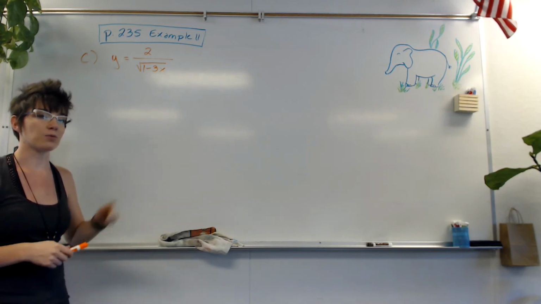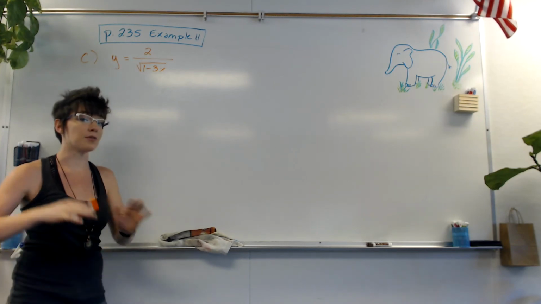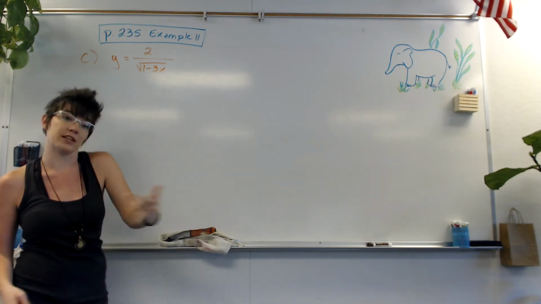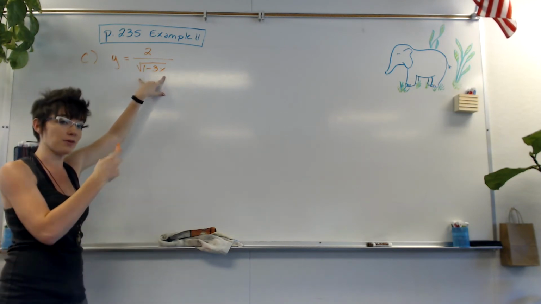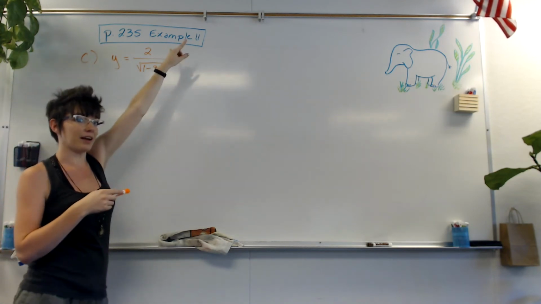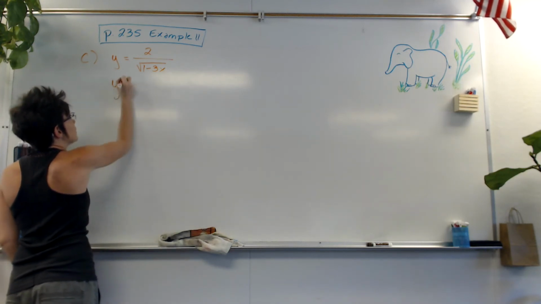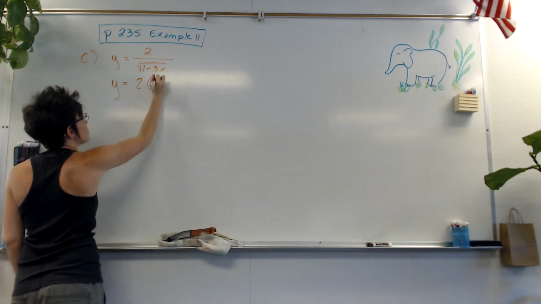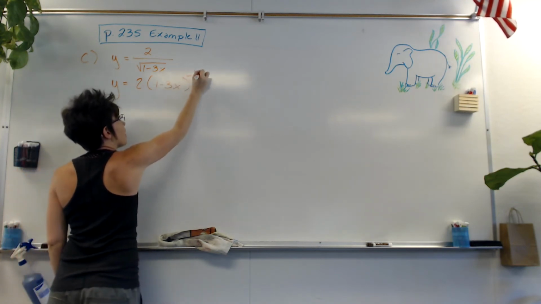So I've got y equals 2 over this thing. Now, again, we've been talking about this. Anything that you can make a power rule becomes easier if it is a power rule. So I'm going to start by changing my square root in the denominator to a negative 1/2 power in the numerator. So this will look like 2 times (1 minus 3x) to the negative 1/2 power.